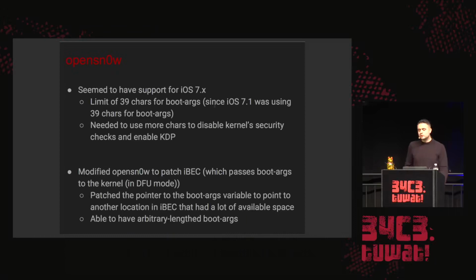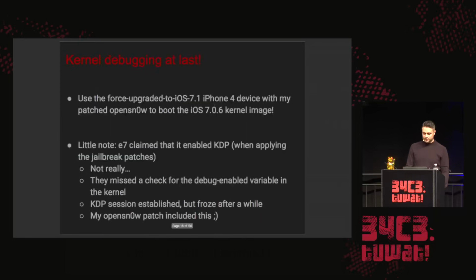So what I ended up doing was I patched iBEC, which is basically the loader of the kernel, right, that passes boot args to the kernel when it boots. And basically I changed the pointer to the boot args to some other place that had much more space. So at that point, I was able to pass arbitrary length boot args to my kernel.